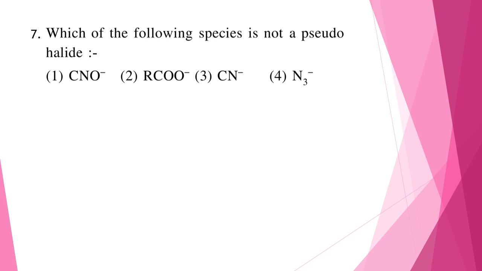Question 7. Which of the following species is not a pseudo-halide? In a pseudo-halide there should be at least one nitrogen present, and as in option 2 there is no nitrogen, it is not a pseudo-halide. So the correct answer is option 2.